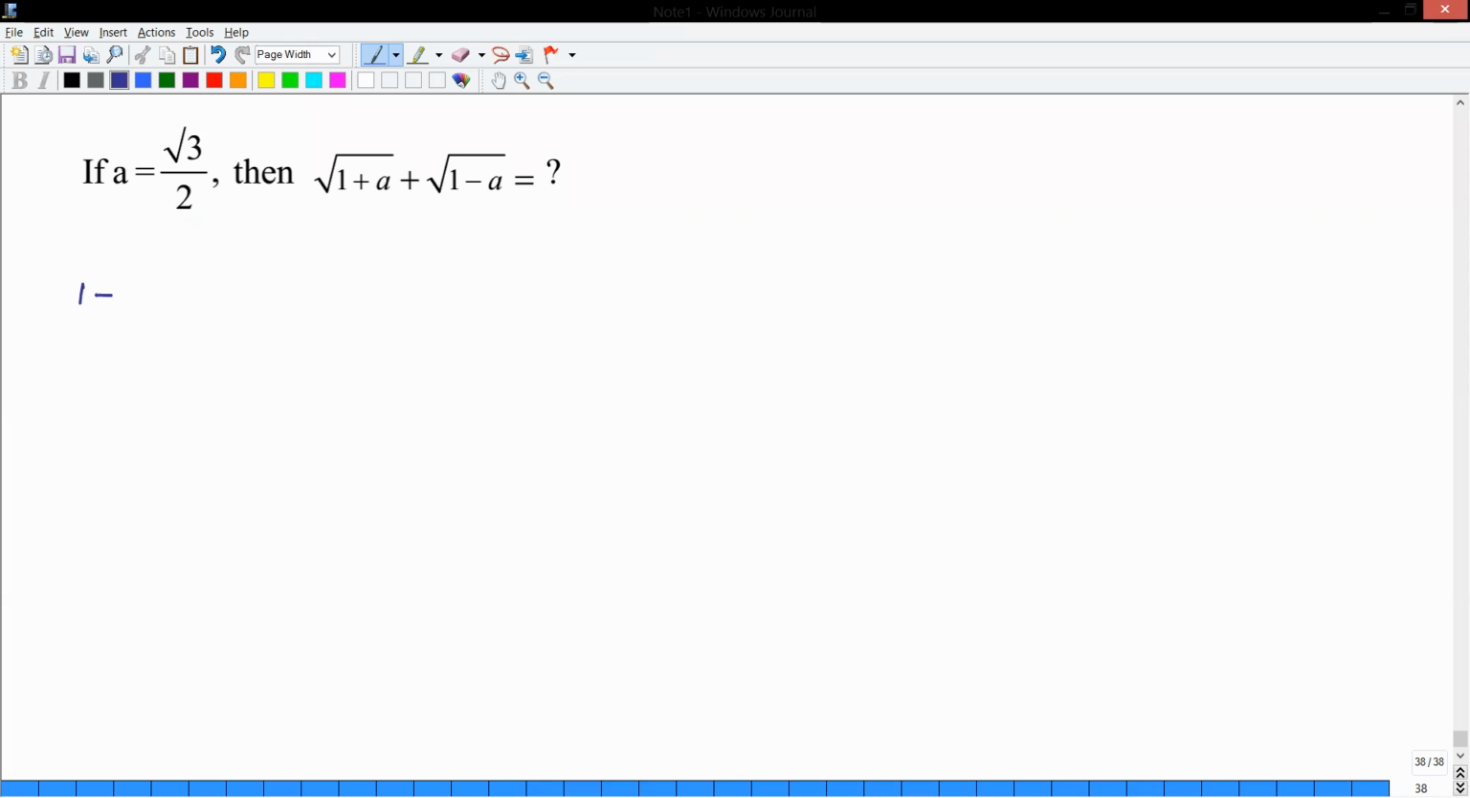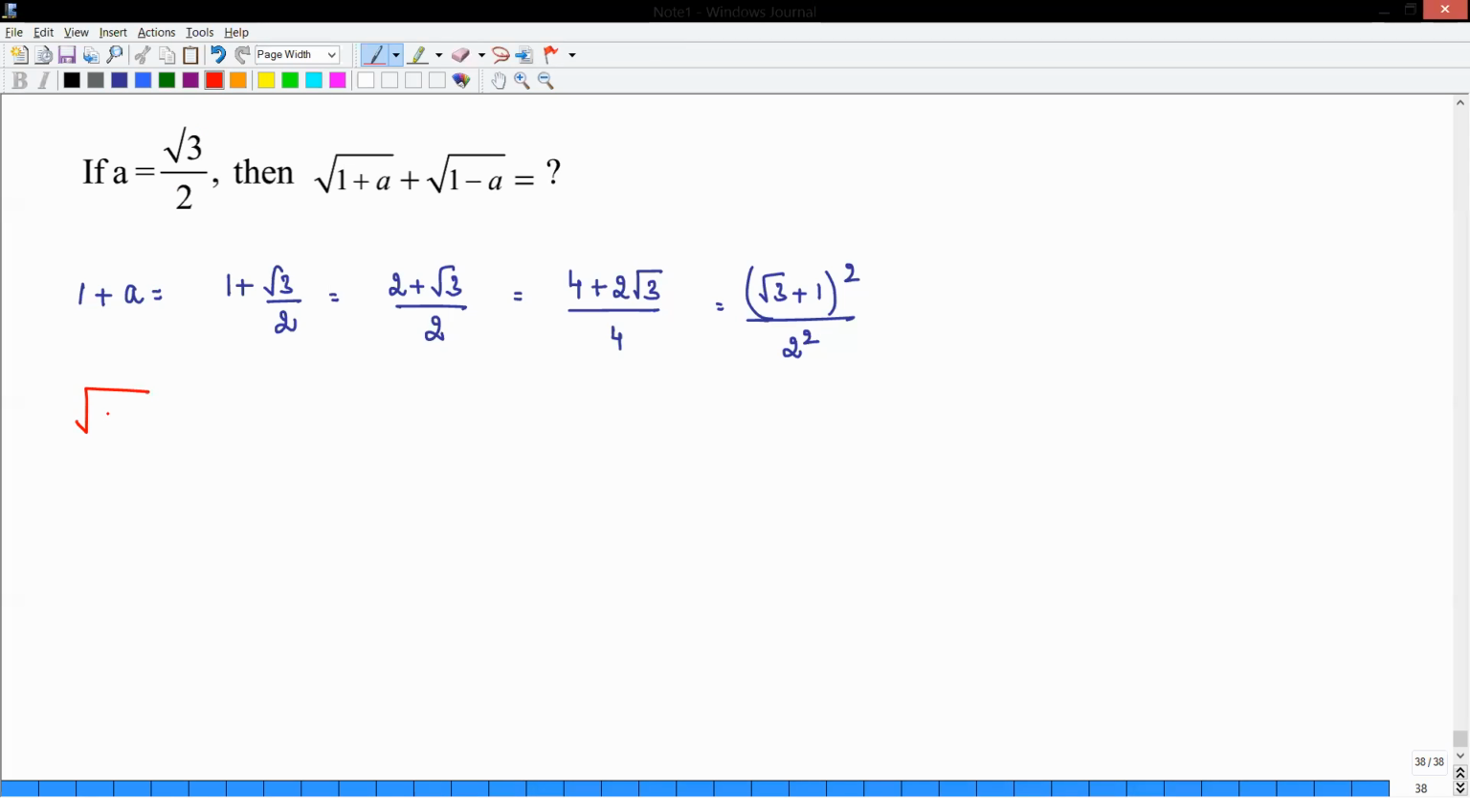Always first do 1 plus A. 1 plus A is 1 plus root 3 by 2, which is 2 plus root 3 by 2. 2 is missing if I want to express it as a square, so multiply and divide it by 2. 4 plus 2 root 3 in the numerator. Root of 1 plus A.